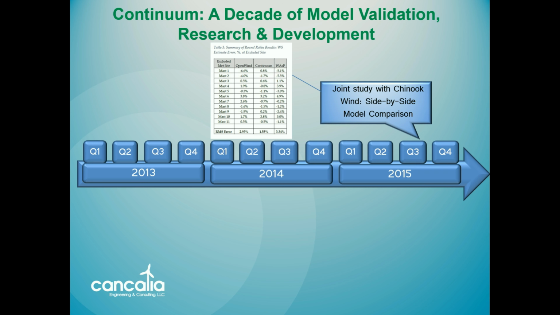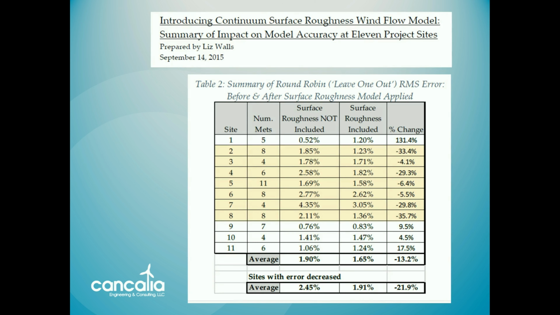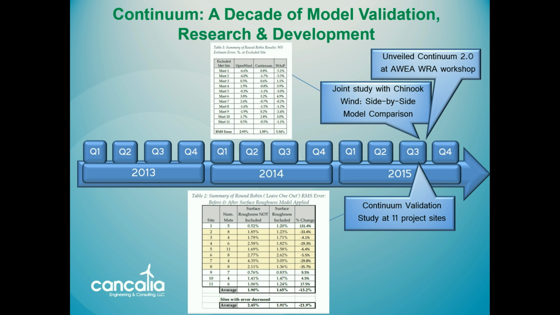I also conducted a study using 11 project sites where I compared the results with and without the surface roughness model. This further validated Continuum and demonstrated the model accuracy. Continuum 2.0 was unveiled at the OEA workshop in the fall of 2015. And that brings us to today, after about 10 years of testing, developing, and validating the model.